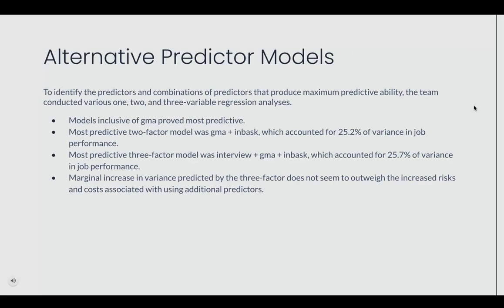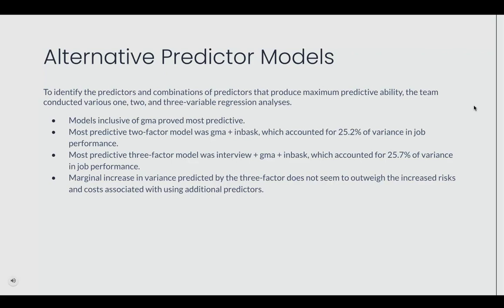Alternative predictor models. To identify the predictors and combinations of predictors that produce maximum predictive ability, the team conducted various 1, 2, and 3 variable regression analyses, noting the models that produce the highest coefficients and R-squared values. The team also ran ANOVA tests to compare the original composite model with the new models featuring individual and combinations of predictors, and ran models that included interaction terms to investigate the interactions between all of the predictors.